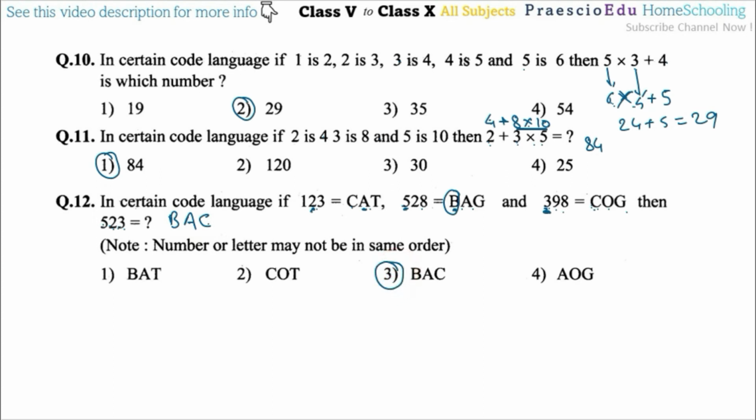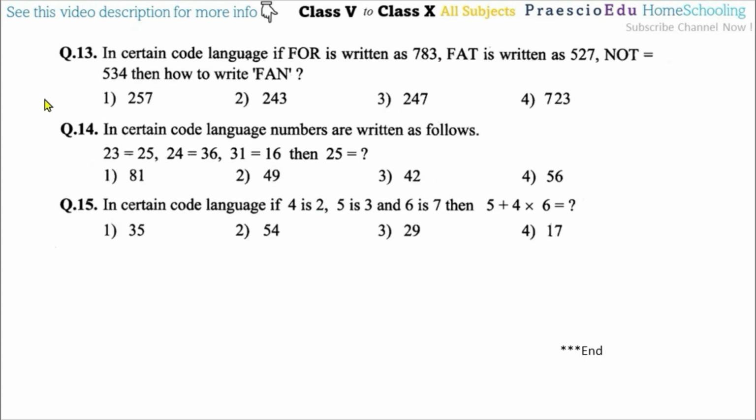BAC is given in option number 3. Then question number 13, in a certain code language if FOR is written as 783, FAT is written as 527, NOT is 534, then how to write FAN? This is very important, so please listen to this one.